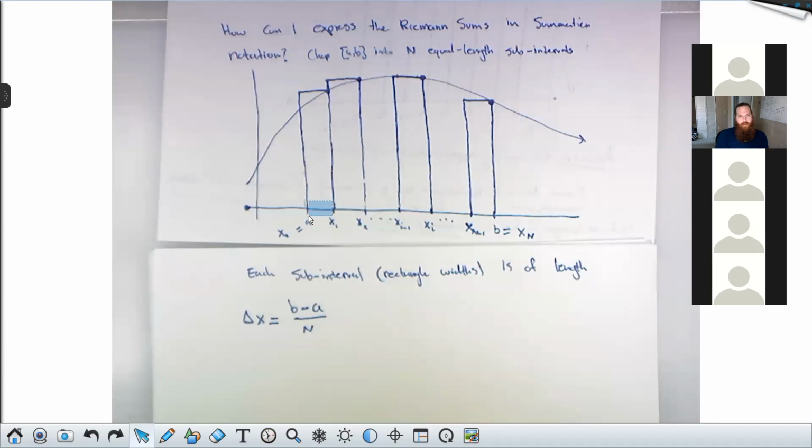So this horizontal distance is delta x. This horizontal distance is delta x. Every rectangle in between those has horizontal distance delta x. This guy is delta x. This guy is delta x. That's convenient because it lets me use rectangles that are all the same width, which makes my calculations a little bit easier.